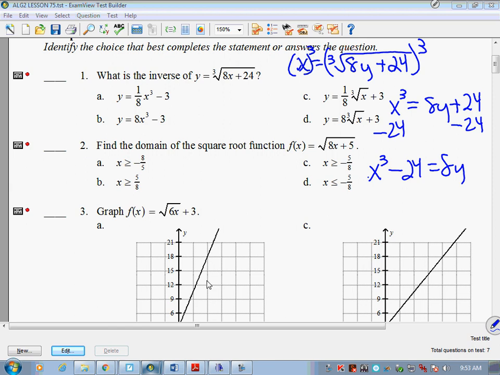I still have something attached to y, though. How do I get rid of it? Divide by 8 on both sides. There we go. I know my work's kind of everywhere here, but y equals what? What is x cubed divided by 8? How can I rewrite that? 1/8 x cubed. And what is negative 24 divided by 8? Negative 3. So I'm going to get y equals 1/8 x cubed minus 3. Is that doable? Can we do that? Okay.